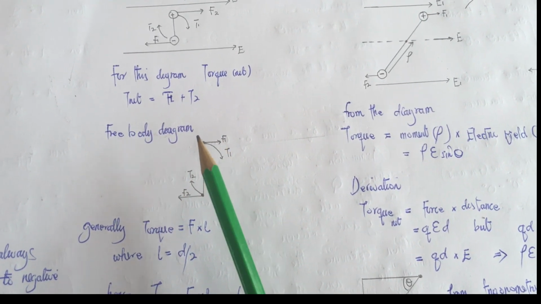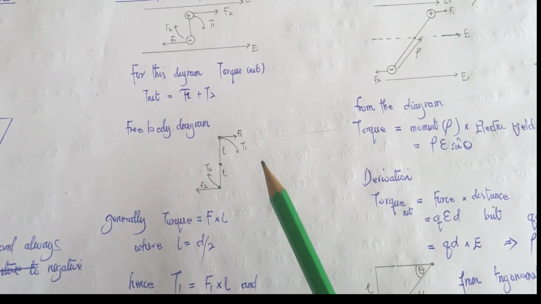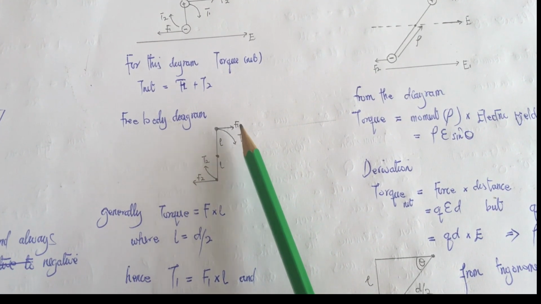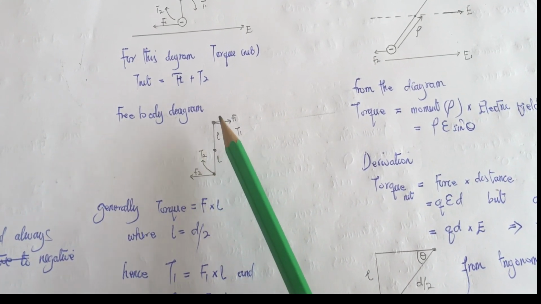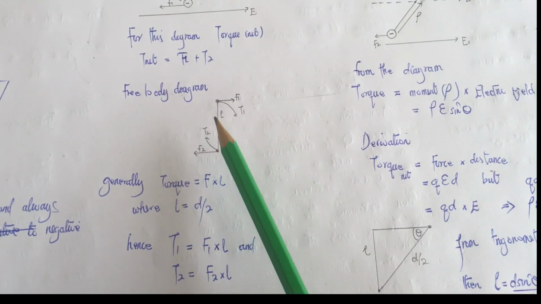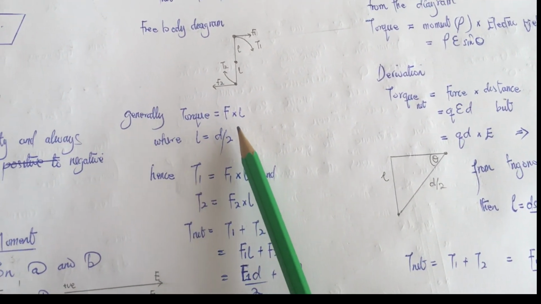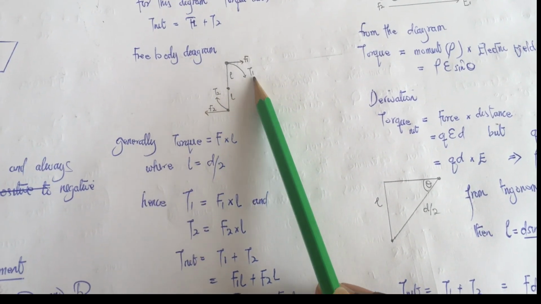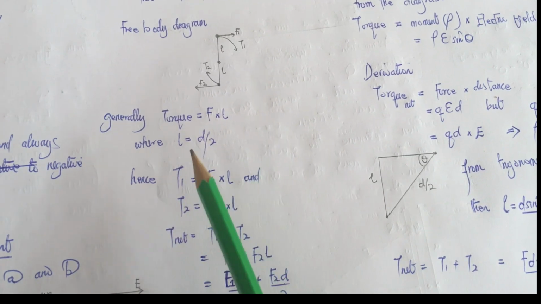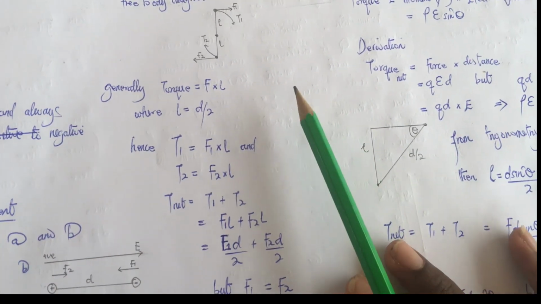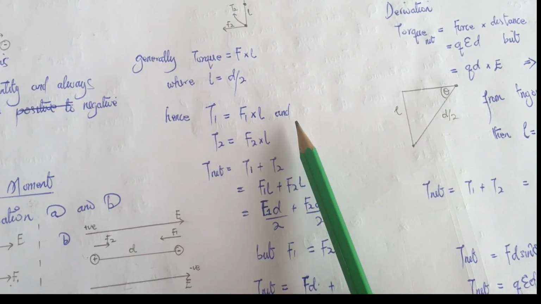So from this diagram, our net torque is equal to T1 plus T2. And our torque is equal to the force which is causing this thing to move, times L. The L means half of the dipole axis, not the full dipole axis, the half of the dipole axis. That will give you the L. So generally, let's say we are finding T1, our torque will be equal to F1 times L, where L is d over 2. Hence, our T1 is equal to F1 times L. Our T2 is equal to F2 times L.